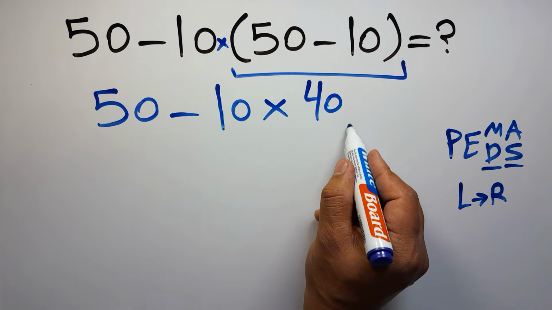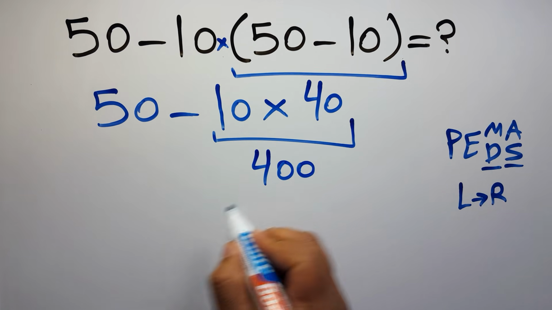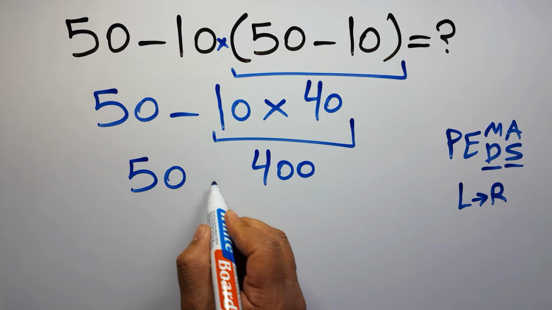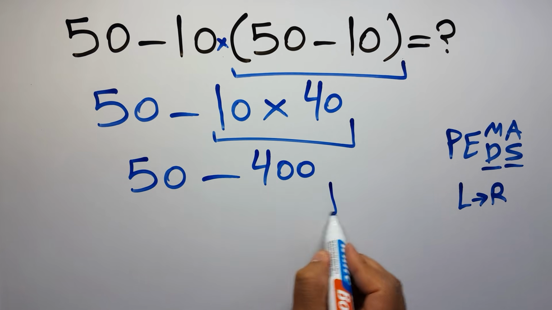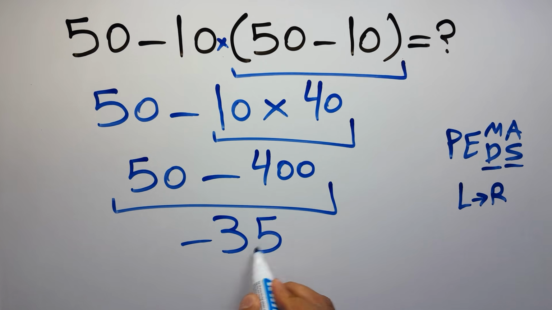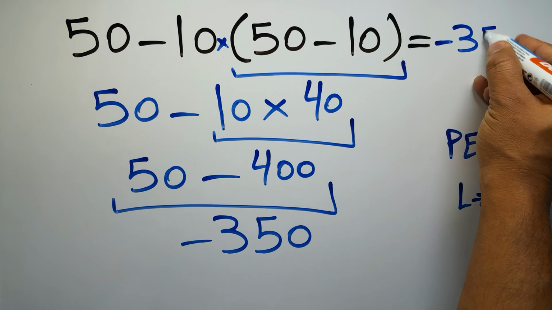10 times 40 equals 400. So we have 50 minus 400, which equals negative 350. And this is our final answer to this problem. The correct answer is negative 350.